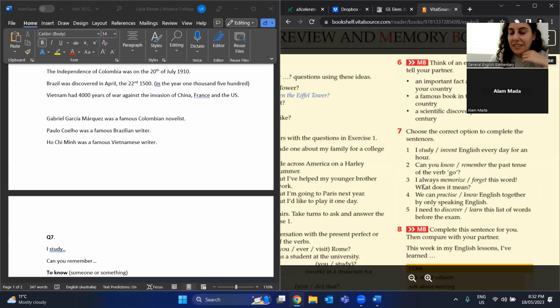Number 3, memorize and forget. I always forget this word. What does it mean? Forget. It's a present simple statement. I always forget this word: subject I, adverb always, verb forget, object this word.